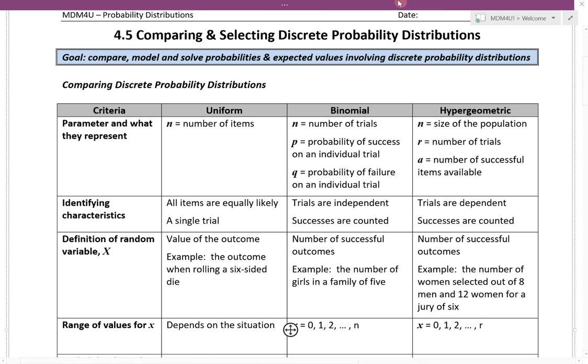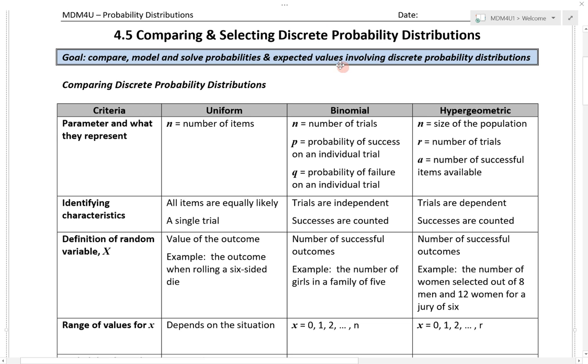All right, 4.5, comparing and selecting discrete probability distributions. This is all about how you compare the three different distributions and their expected values, and how you would know when to use which one. So, criteria. You have the three different probability distributions we've studied: uniform, binomial, and hypergeometric.